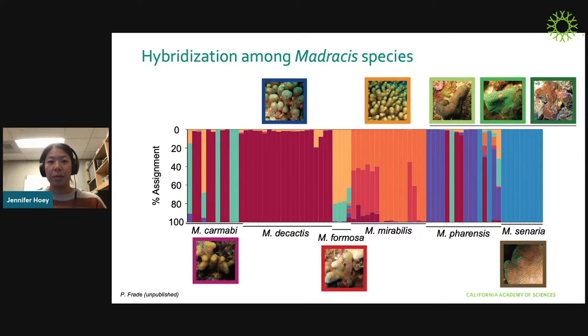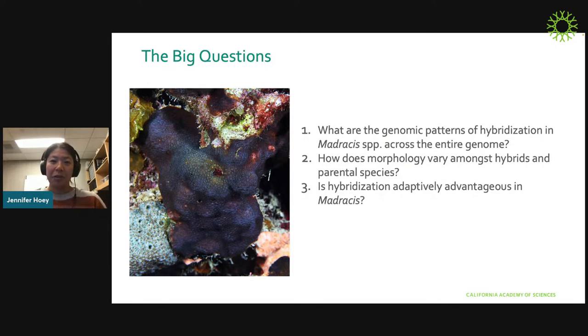And so this is kind of unpublished preliminary data, and I want to take a deeper look at this using many more samples of Madracis across a wider geographic area. And so the big questions for my postdoc are, what are the genomic patterns of hybridization in Madracis across the entire genome? How does morphology vary amongst hybrids and parental species? And then something I'd also like to get into is trying to understand if this hybridization is potentially advantageous at all.